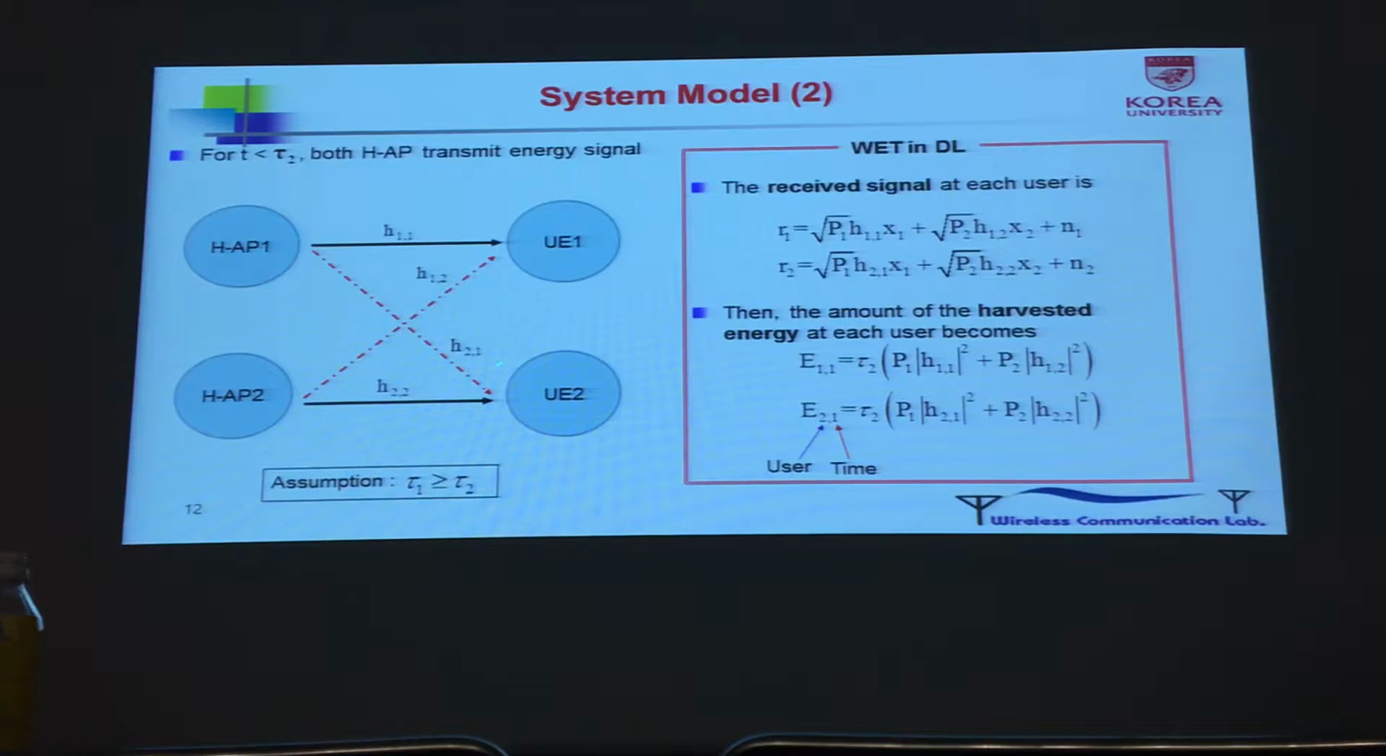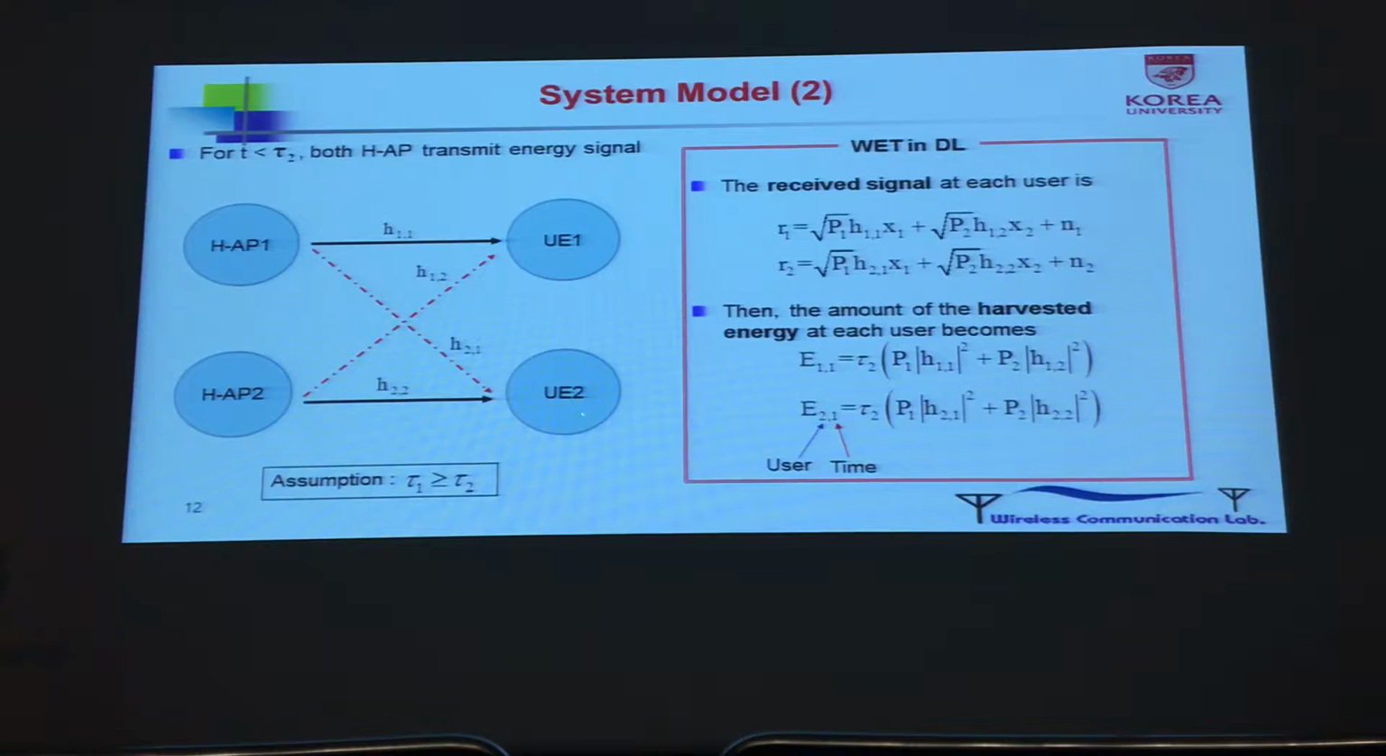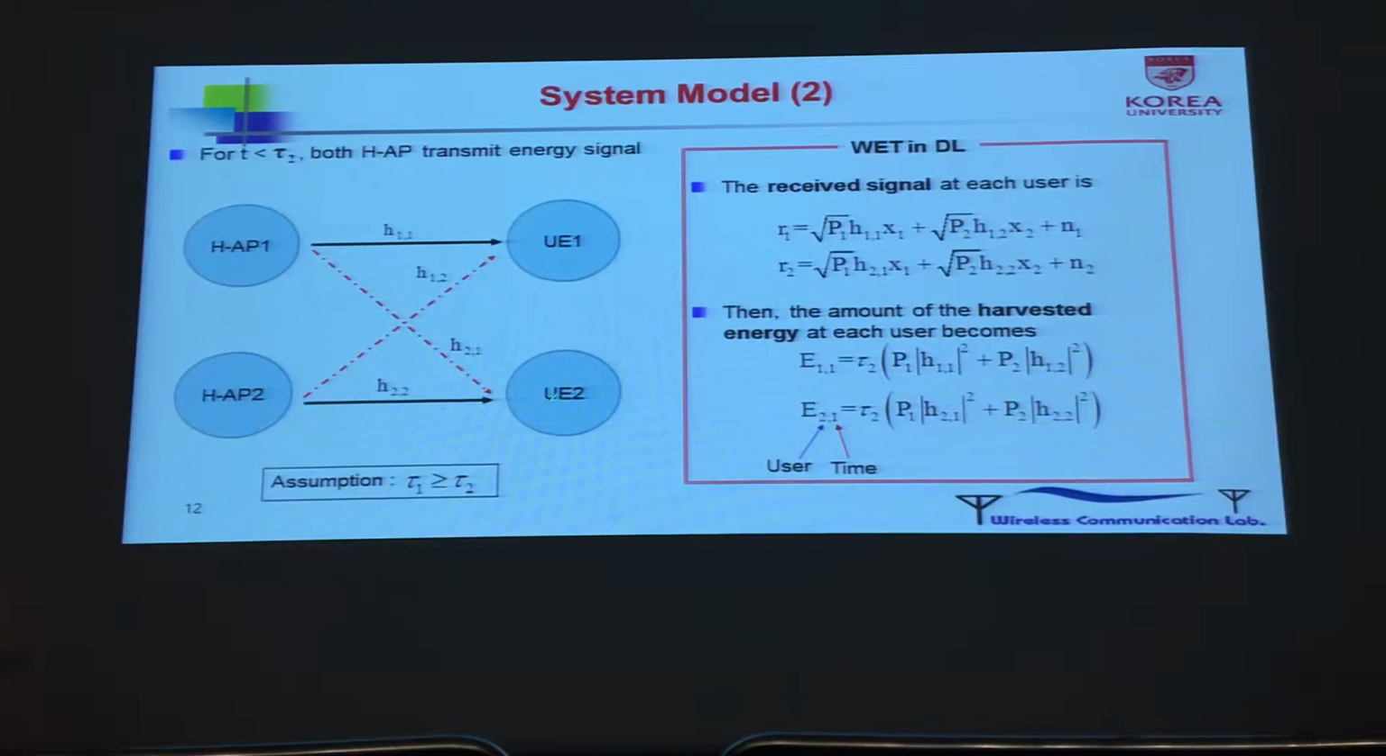This is the first category, where both systems operate in the WET operations. As I mentioned before, the signal from the first cell base station may reach the user in the other cell, and this signal can be utilized to increase the harvested energy of the user. So in this case, the amount of harvested energy can be described as follows.